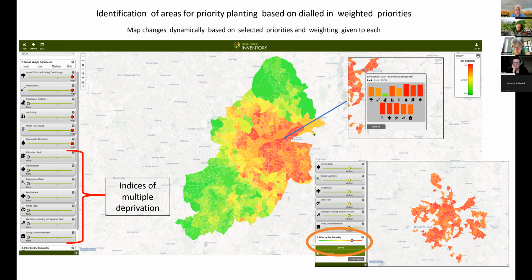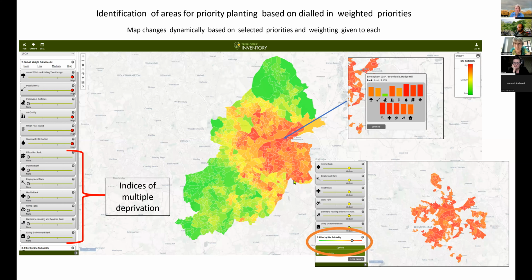We can also see how those areas rank across the city. So based on those factors here, we've got one of the wards, one of the LSOAs up in Bromford and Hodge Hill, which is ranked first out of 639. Unfortunately, in this instance, being first is not best. First is definitely the worst on that.